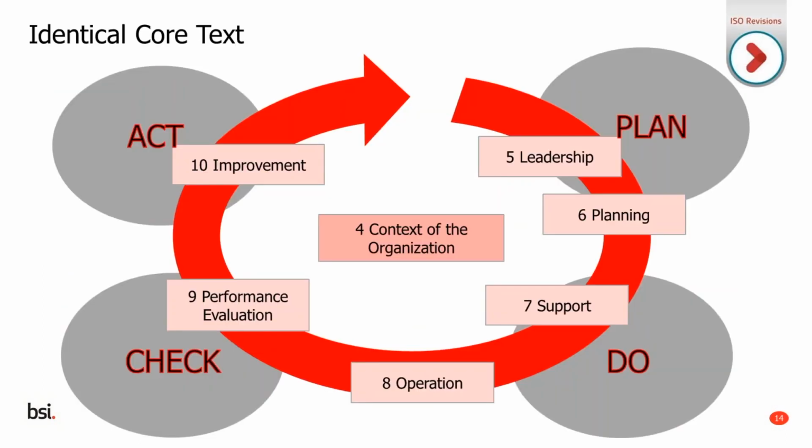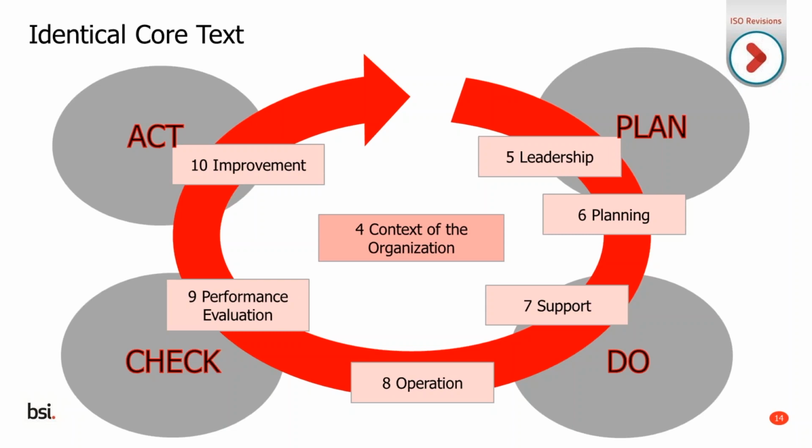Okay, now at first sight, it may be difficult to see how the new high-level structure template relates to continual improvement through plan, do, check, act. And what this slide illustrates is really how the high-level structure does indeed correlate to that plan, do, check, act model. So if you looked at sections 5 and 6, they really relate to the plan part of your management system. Certainly section 6 is called planning.